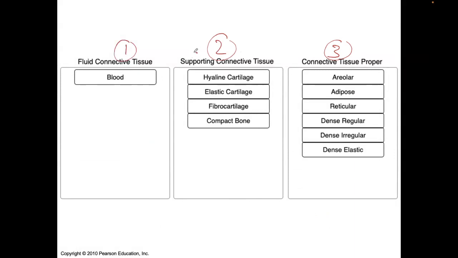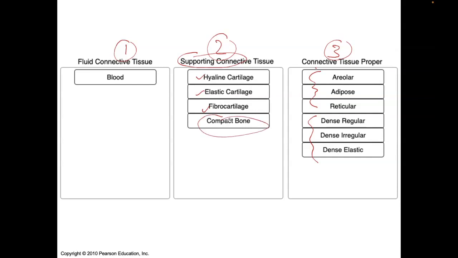There's fluid connective tissue. Remember we said blood and lymph. Then there's supporting connective tissue. We think skeleton and cartilage. And then there's connective tissue proper, which is going to be loose or dense. So blood is under fluid. Hyaline, elastic, and fibrocartilage are under supporting, so is compact bone.